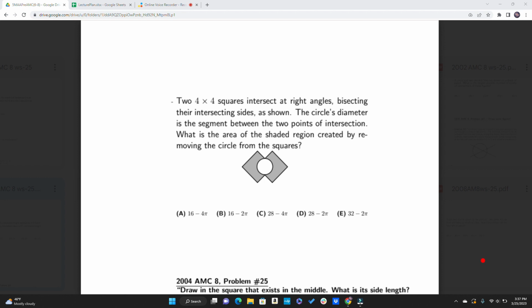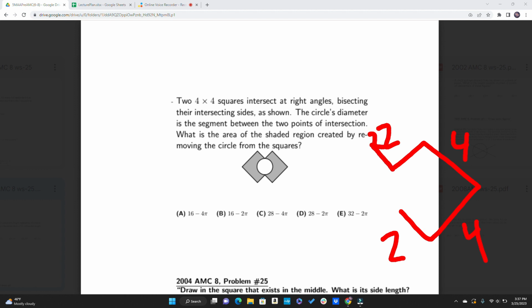Okay, so we want to find the area of the circle, right? And subtract it from the area of the squares. Well, we can see, right? It's a 4x4 square. And we know that they bisect each other. So that means here we've got part of our square. That would have area. Here's a 4, here's a 4, and it's being bisected. So this is a 2x2. Right? And then our other one will have another 2 and a 4 and a 4.